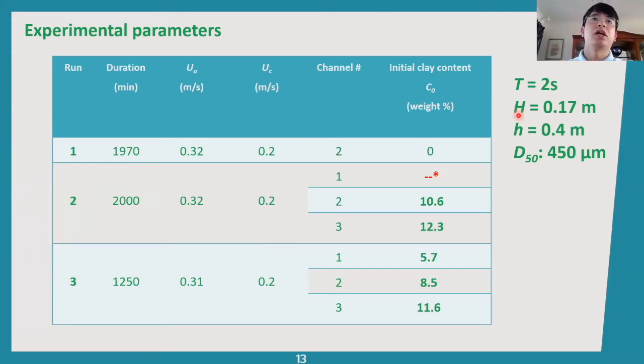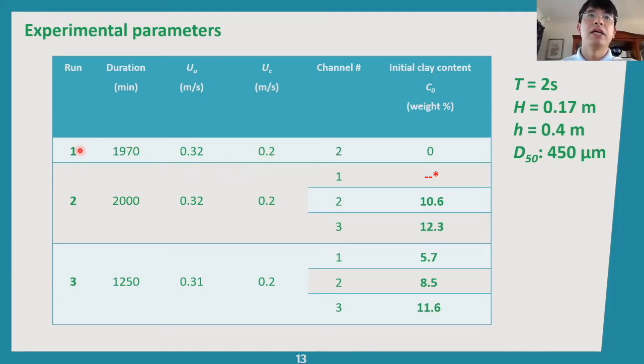This table shows the experimental parameters. We used consistent hydrodynamic conditions from round 1 to round 3, with a wave period of 2 seconds and a wave height of about 0.17 meters. We also used an orbital velocity at 5 centimeters above the flatbed at the beginning of the experiment of about 0.32 meters per second, and the depth-averaged current velocity was 0.2 meters per second.